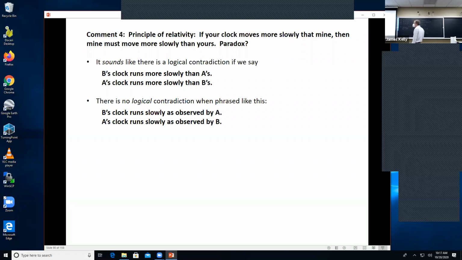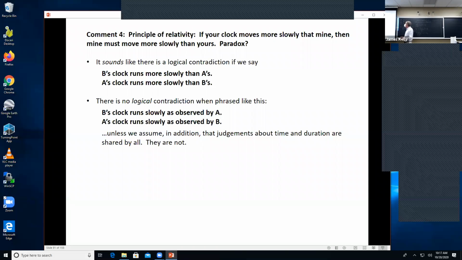perhaps a more careful way of stating it is that B's clock runs slowly as observed by A, and A's clock runs slowly as observed by B. And there's no logical contradiction in those because they're two different points of view. The measurements are taken from two different perspectives, so we can't directly compare them. They're not contradictory unless, of course, you're assuming that judgments about time and how long something takes are agreed upon by everyone. And in this case, they're not agreed upon by everyone.